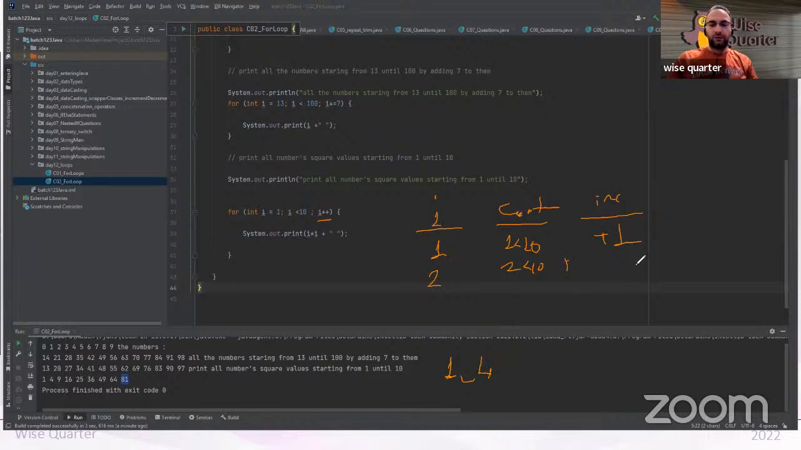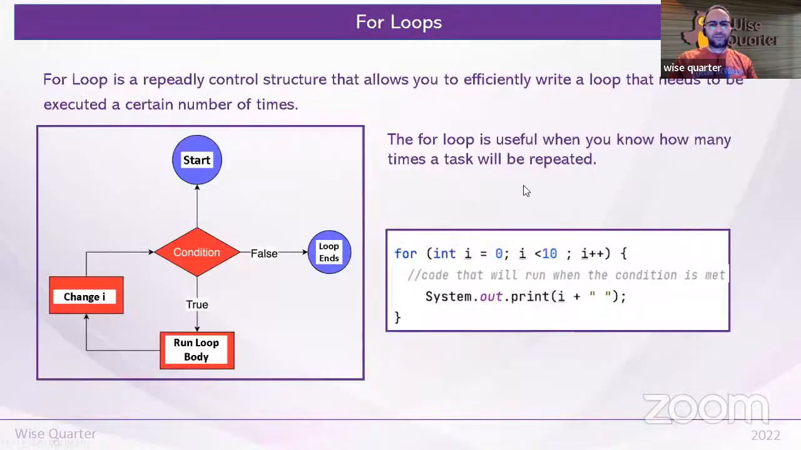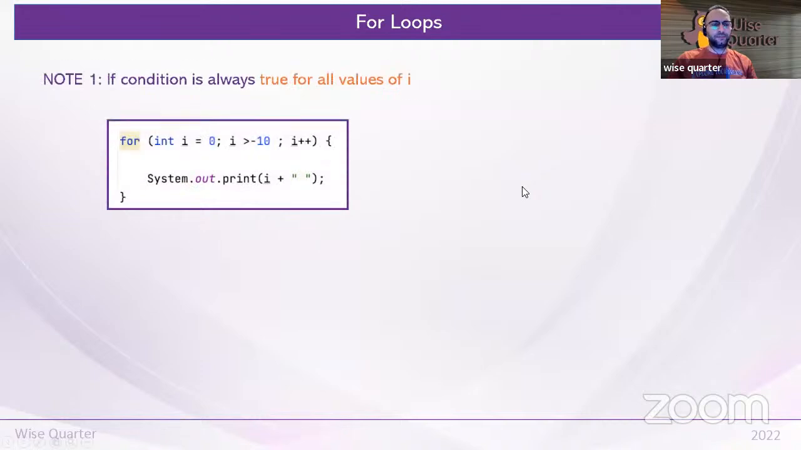Okay, the condition is still true. Add another 1. It will be 3. 3 is still smaller than 10. So it will print 3 times 3, 9. Add 1, it will be 4. This is the last one, don't worry. 4 is still smaller than 10. It will print 4 times 4, 16. As you can see, it will continue calculating all the numbers until 10. Okay, now let's go back to the slide and try to understand what's happening there.